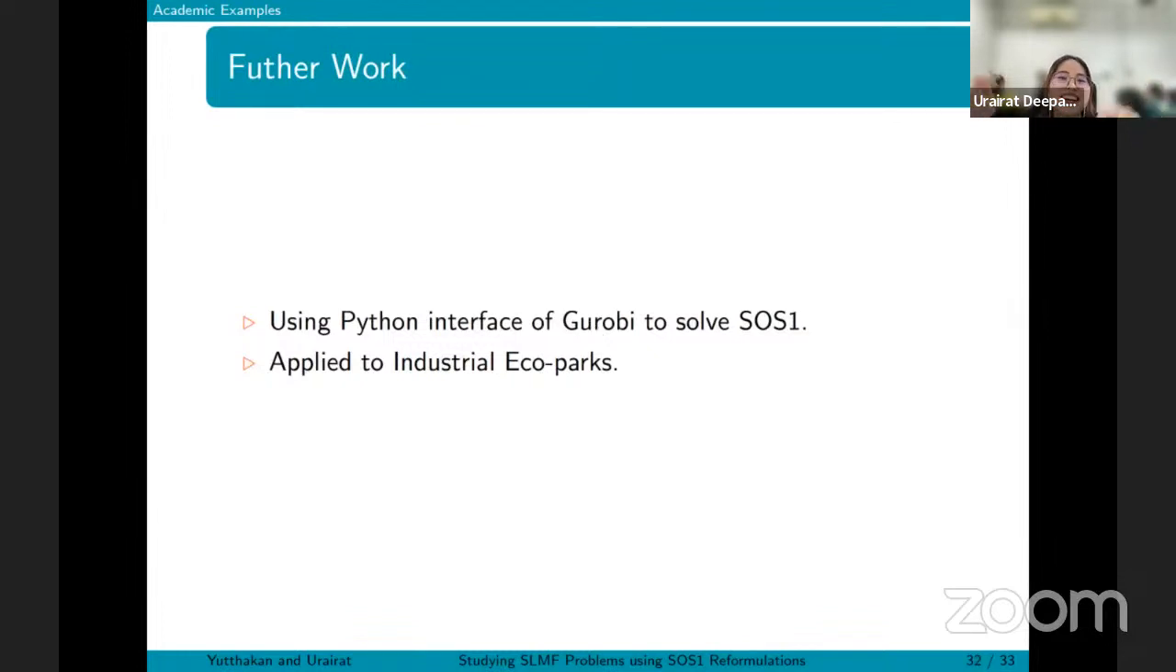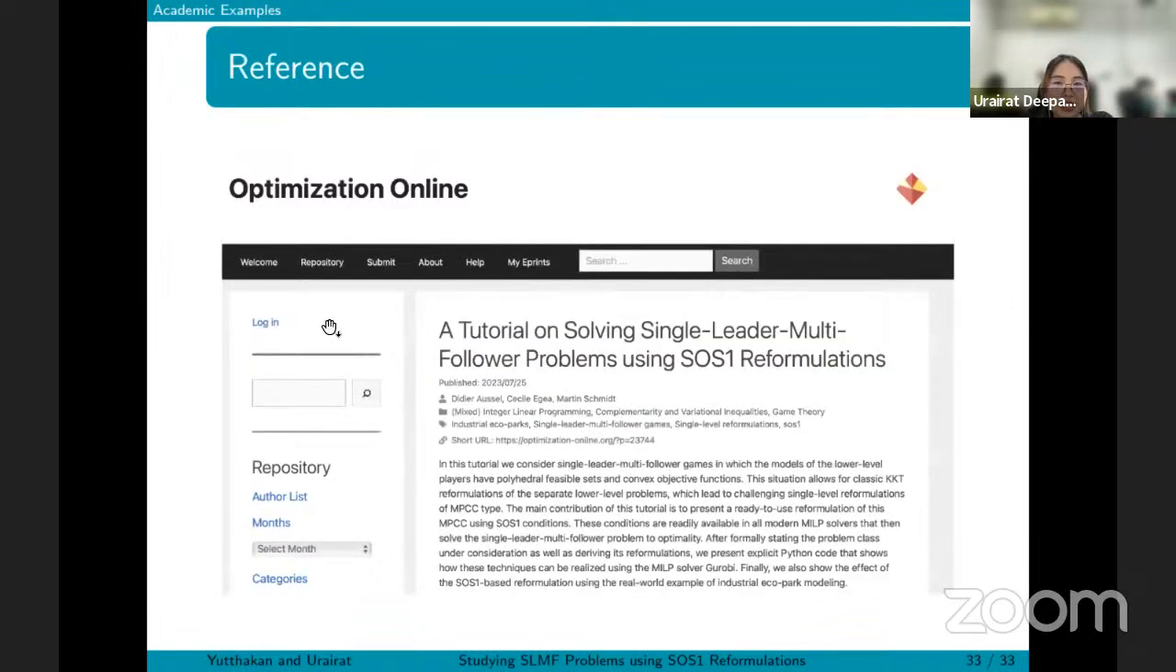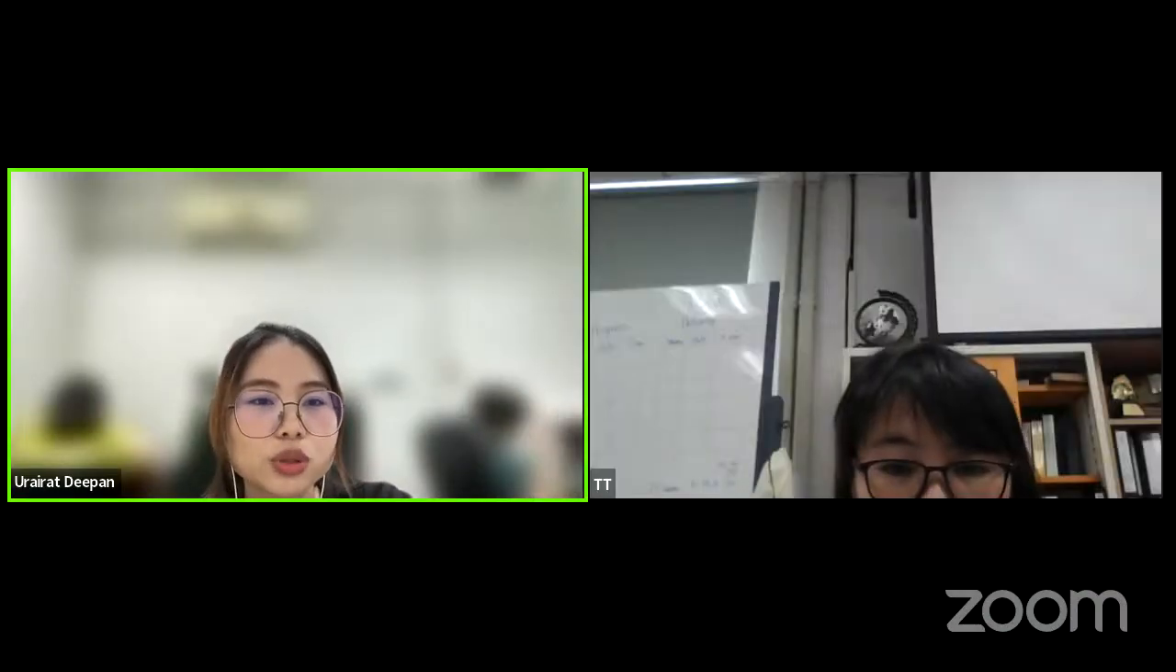For now, I have not finished writing the code. In future work, we want to write the code and apply this tool to the application of the industrial eco park. I want to show you the code of this work as a reference.